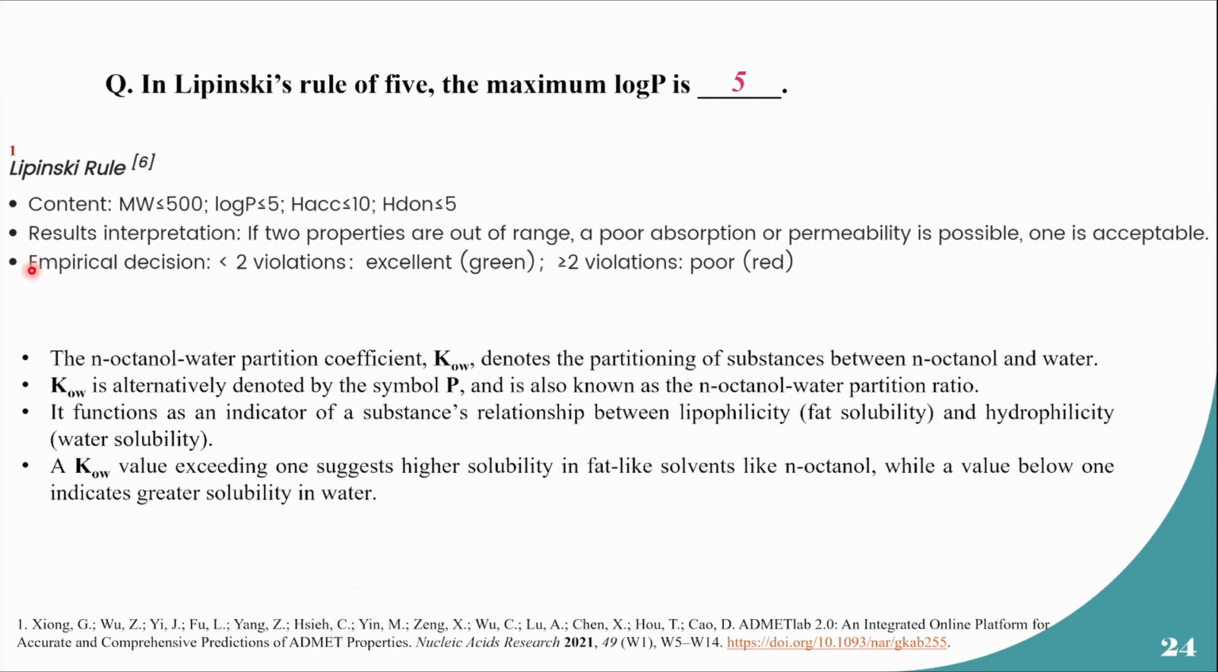For this particular program or server, the decision that they take based on the Lipinski's rule calculations is that if it has less than 2 violations for these 4 criteria, that will be considered as a pass, right? So it will be excellent.